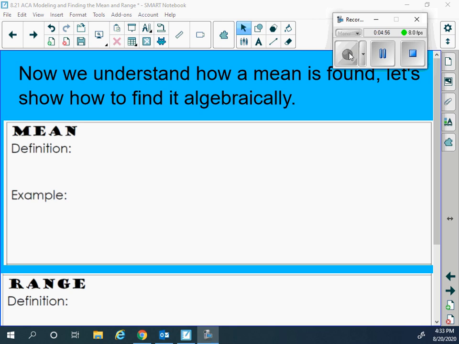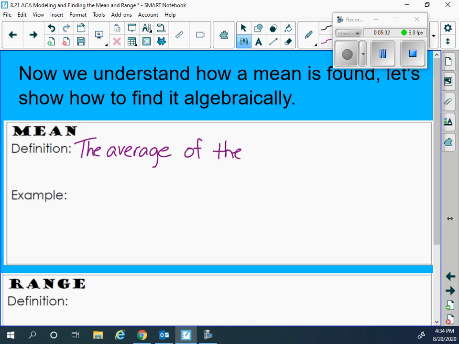Okay, so that was just a quick little video on how to find the mean. So now in your ISN, you're going to write the definition for the mean. Okay, so on page 1 in your ISN, that's where we're starting. Underneath you should have 2 number lines, right? So the next thing we're going to write is mean. The definition is the average of the data set. Okay, and then we're going to have an example.